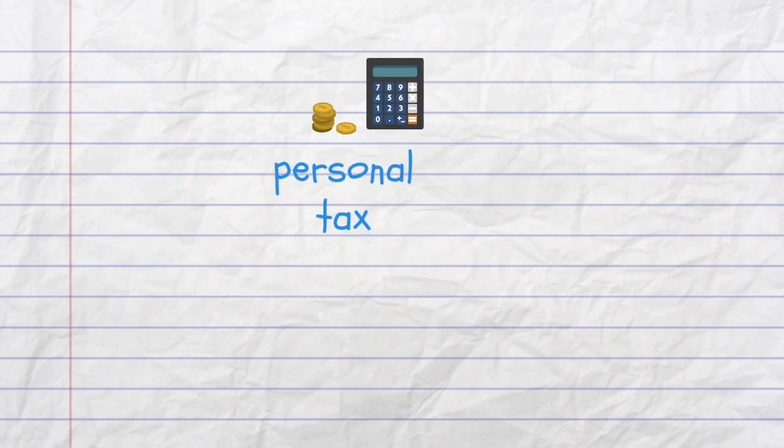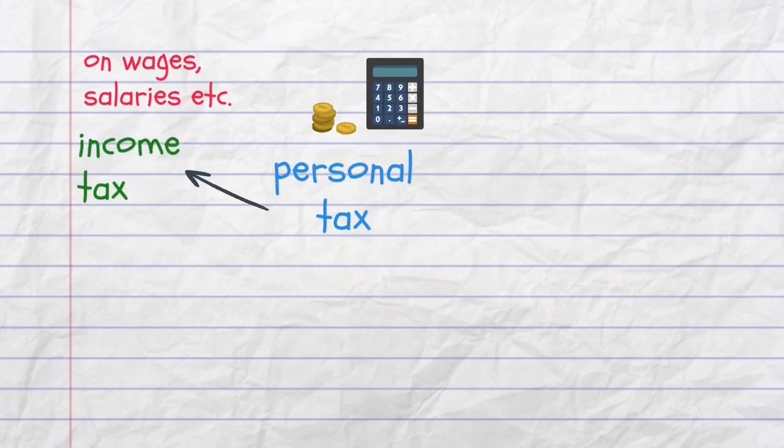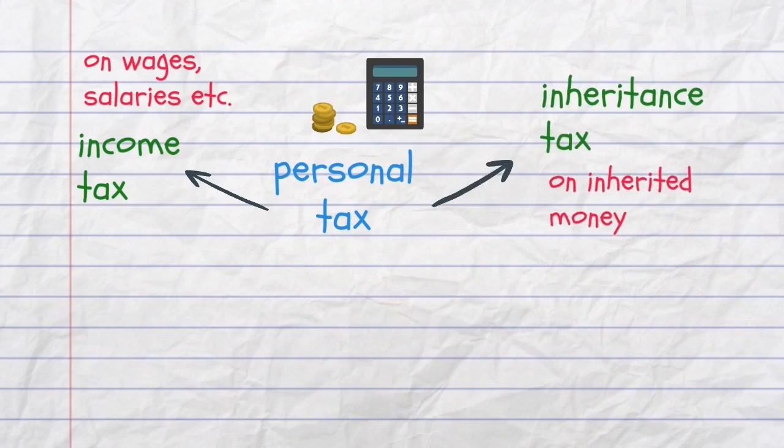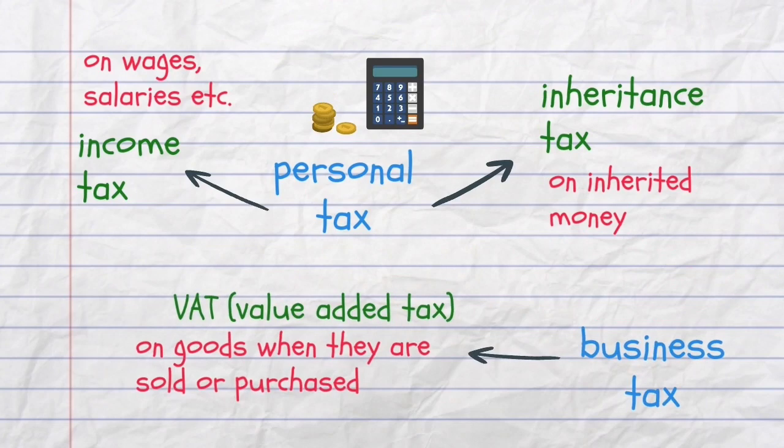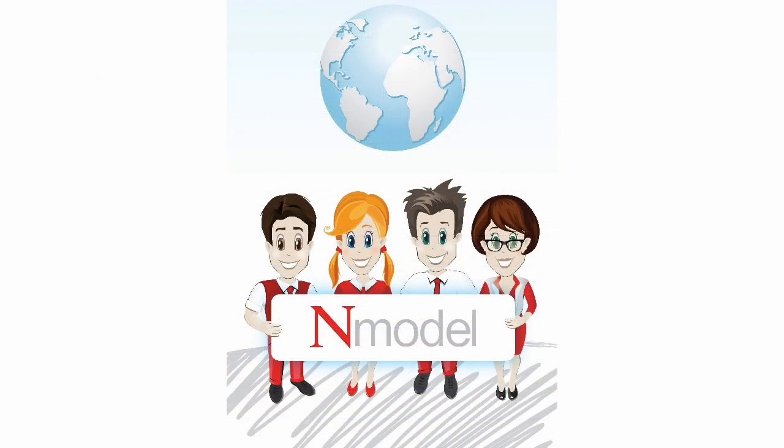And finally, let's talk about taxes, which can be personal, for example, income tax on wages and salaries, or inheritance tax on inherited money, and business taxes. For example, VAT, which is value added tax on goods when they're sold or purchased. This is all for now.